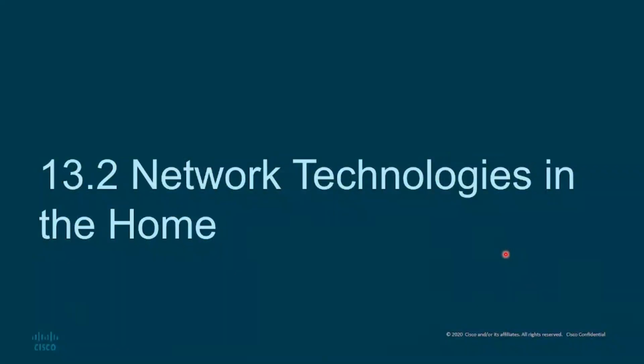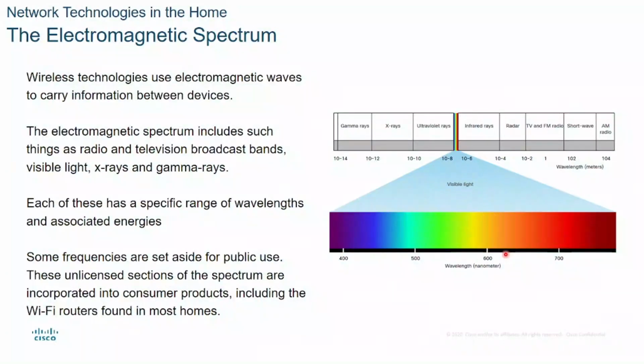Alright, let's look at network technologies in the home. First of all, we're looking at the electromagnetic spectrum. Wireless technologies use electromagnetic waves to carry information between devices. The electromagnetic spectrum includes such things as the radio and television broadcast band, visible light, X-rays, and gamma rays. Each of these has a specific range of wavelengths and associated energies. Some frequencies are set aside for public use. These unlicensed sections of the spectrum are incorporated into consumer products, including Wi-Fi routers found in most homes.